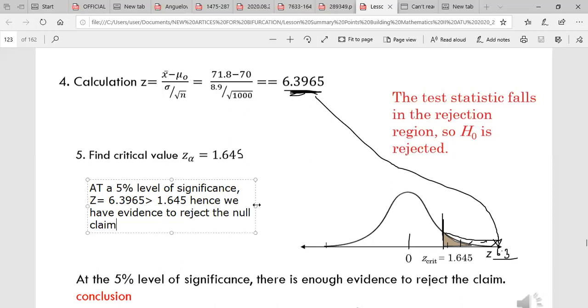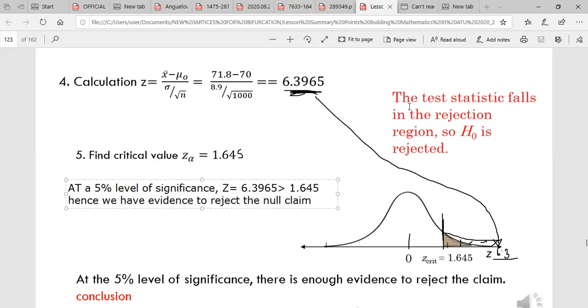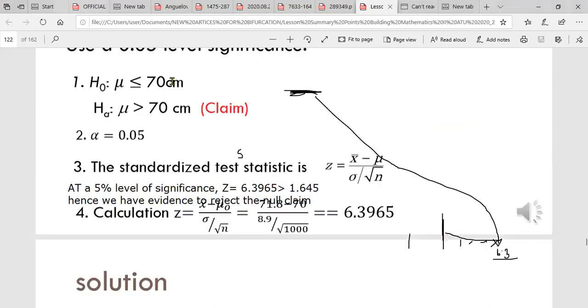Okay, good. So if we are rejecting the null claim, what are we saying? Let's go back to the null claim and see what it means. In our null claim, we said H naught is mu is less than or equal to 70 centimeters. And then the alternate claim is mu is greater than 70 centimeters. So if that is the case, we are now saying that because the value lies in the rejection region, we have evidence to reject.